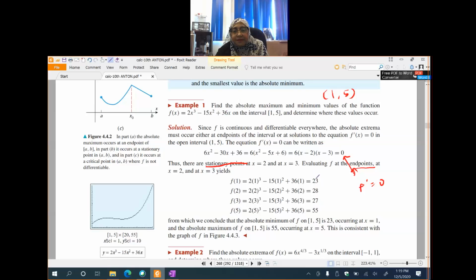And then you compare. Amongst all these values, which is the value that gives you the highest one? The highest one will be 55. 55 means that this is the absolute maximum, and the lowest one is this one. So this is the absolute minimum.